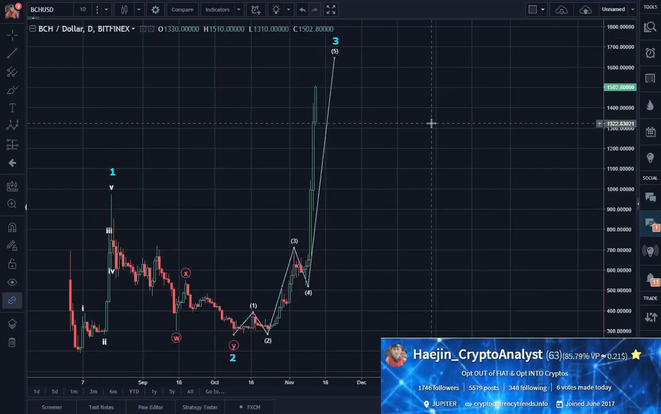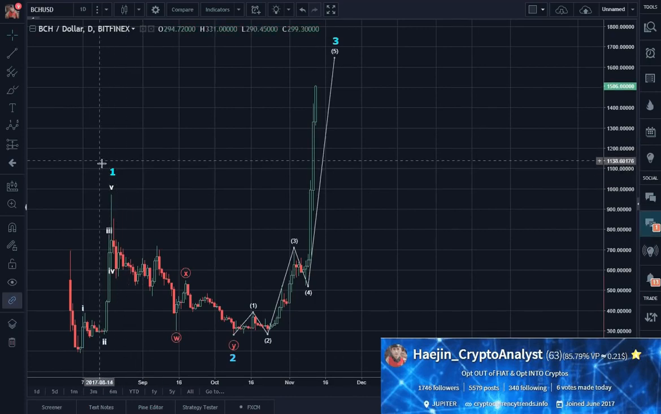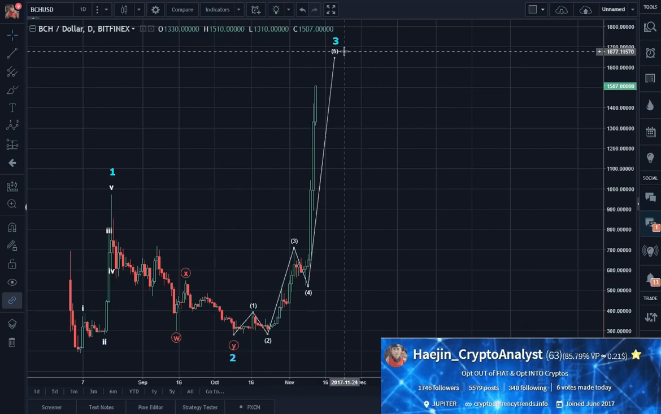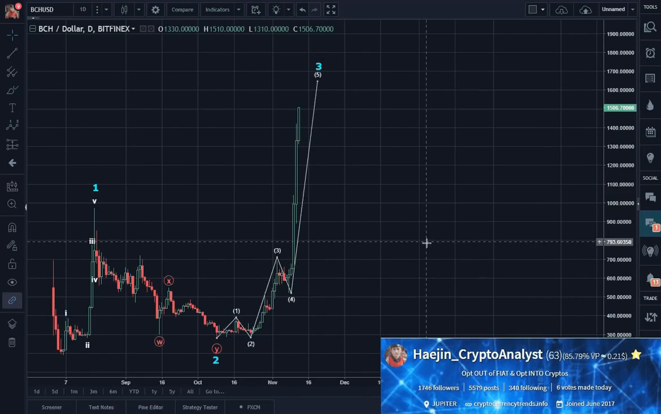Now let's go back to this chart here and look at this one more time. You have 1, 2, 3, 4, 5 as subwaves of 1 blue, WXY as subwaves of 2 blue. Then you have 1, 2, 3, 4, and 5 as subwaves of wave 3 blue. That means if this fifth is extended, you're going to get a very interesting correction.